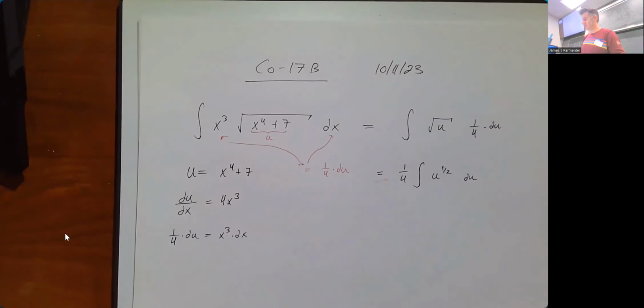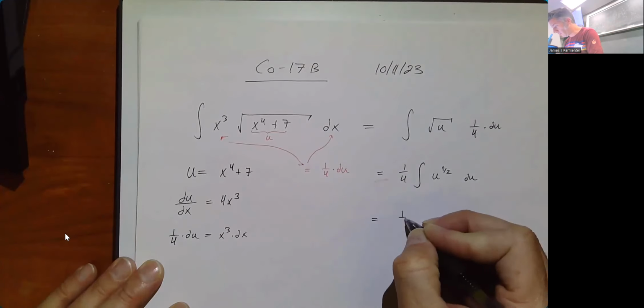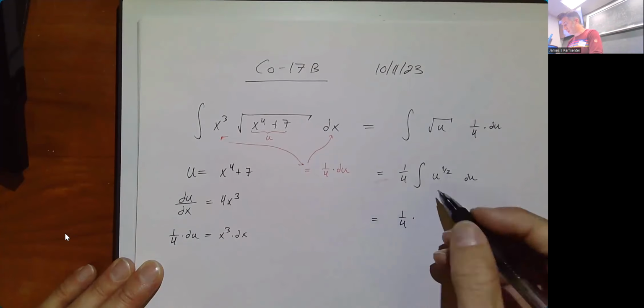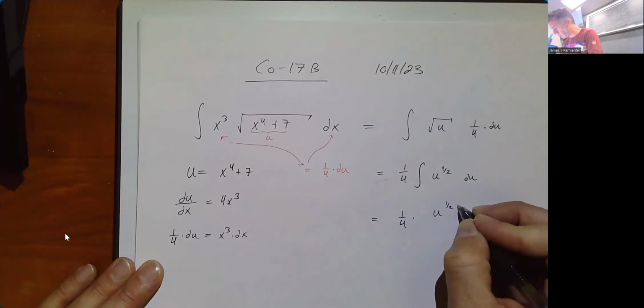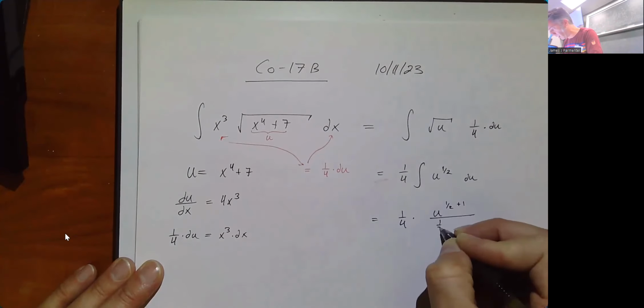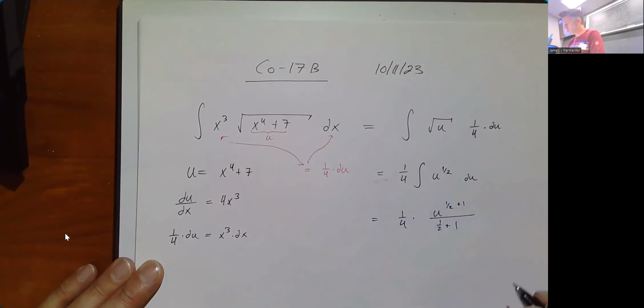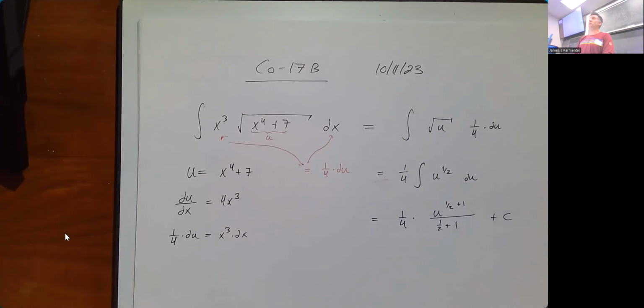Okay, so now we've gotten to a place where we can find the antiderivative. We're going to use the reverse power rule, like we not almost always, but often do for integrals like this. So we're going to get 1/4 times u to the 1/2 plus 1 divided by 1/2 plus 1, plus c. I don't think you need to write that, but you can if you want to. It shows you know what you're doing.